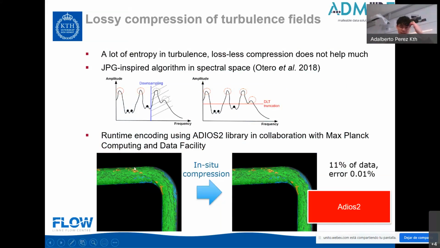Here, this is something that we have done now in the context of Admire, where we have the original data and then the compressed data that is around 10% of the original. And still we get very low errors. We basically get the same field. So hopefully we will have results sort of soon that we can also show you and share with you as part of the project.